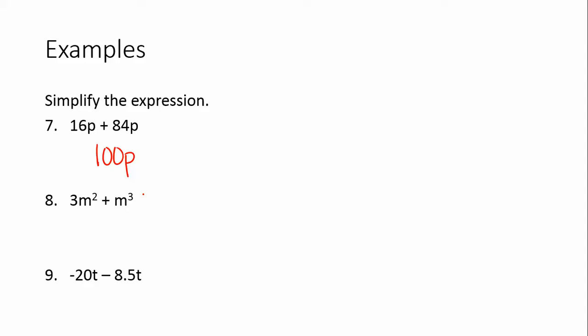Number 8, we have 3m squared plus m cubed. Remember, the definition of like terms stated that the variables had to have the same exponents. These do not have the same exponents, so this is actually already simplified. We can't simplify this any further.